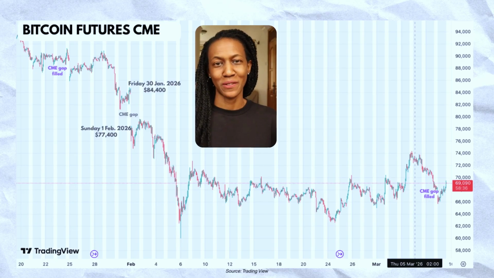They remain unfilled. So CME gaps might be filled. They might also not be filled. But the tendency is that they will be filled. So currently, there is a CME gap between $77,000 and $84,400. It might be filled. It might not be filled. And if it is filled, we do not know for certain when that will happen. Sometimes it's filled in days, sometimes it's filled in weeks, sometimes it's filled in months. The CME gap occurred at the beginning of February and remains unfilled. So we'll see what happens.